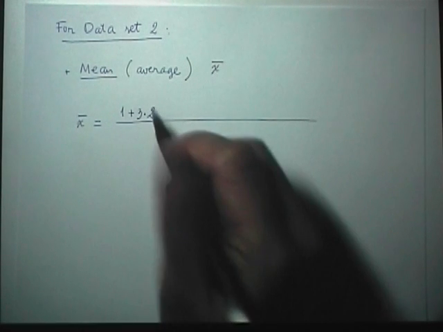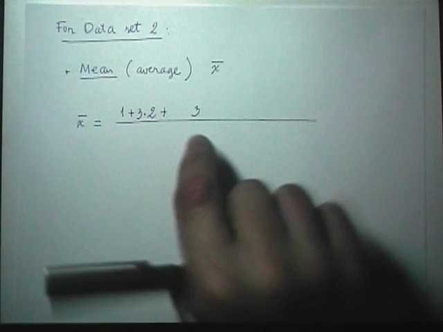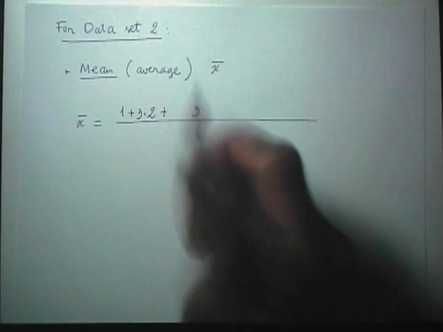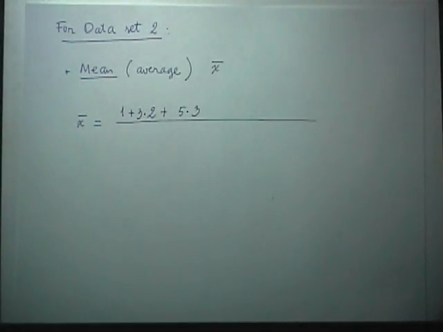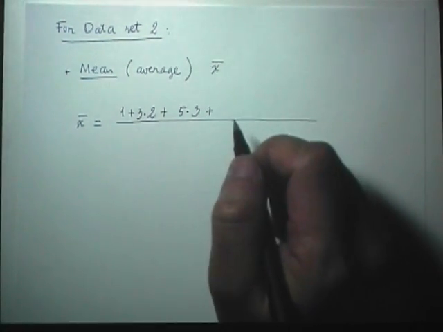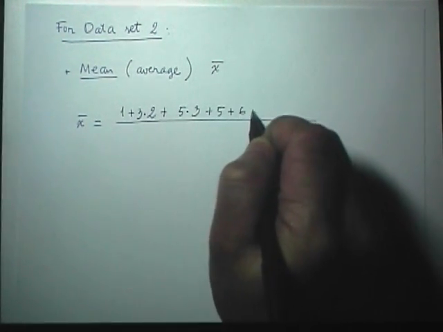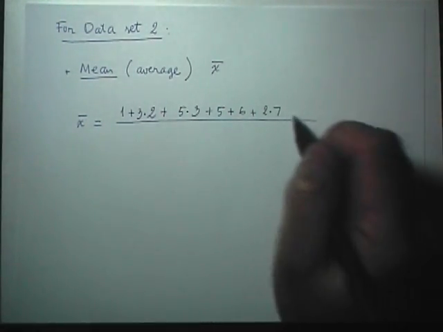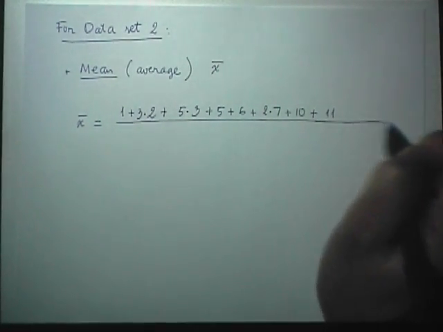Once again, likewise, adding all the 3's together. The 3's here are the data values. How many 3's do I have? 1, 2, 3, 4, and 5 of them. So I'm going to do 5 times 3 because there are five 3's in my data set. And I keep adding up. Then there's a 5, there's only one 5, and there's a 6. There are two 7's, so I multiply 7 with 2 and add it in. There's a 10, there's one 11, and there's a 13.